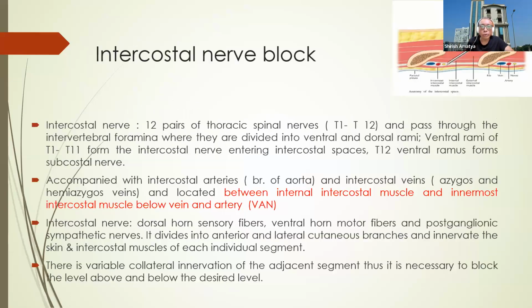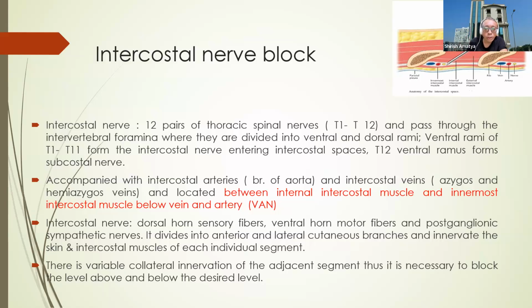So second is intercostal nerve block. Intercostal nerve block is also commonly done, and we'll be seeing the various indications for it. The intercostal nerves arise from the 12 pairs of thoracic spinal nerves, and as the thoracic spinal nerves exit from the intervertebral foramen, they divide into ventral and dorsal rami. The ventral rami of the thoracic spinal nerves continue in front as the intercostal nerve, and enter the intercostal space or intercostal groove.